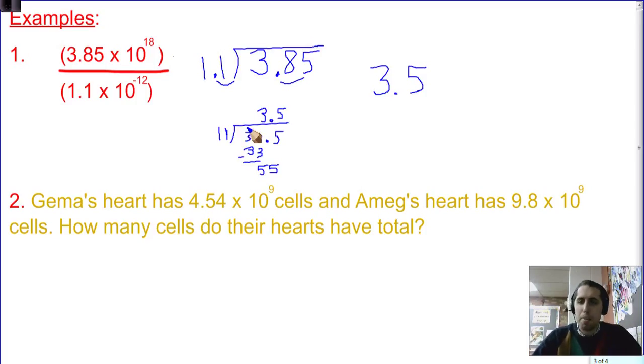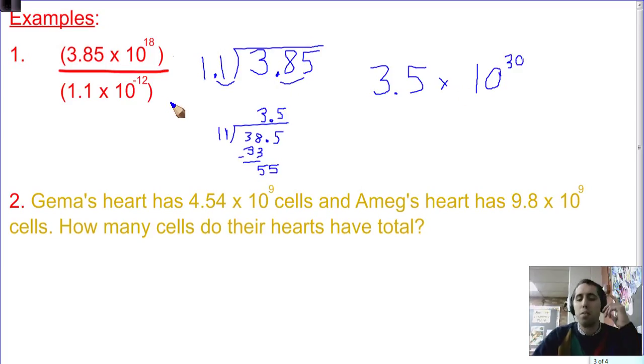Luckily, we know something about the same bases with different exponents. If we're dividing the same base with different exponents, you're allowed to subtract the exponents because they cancel out top and bottom. And that's the reason. We don't like to just memorize rules. We like to know the reason. So 18 minus negative 12. If we're going to subtract negative 12, 18 minus negative 12 is actually plus positive 12. That would give us 10 to the 30th power.